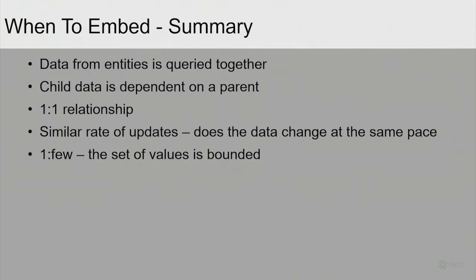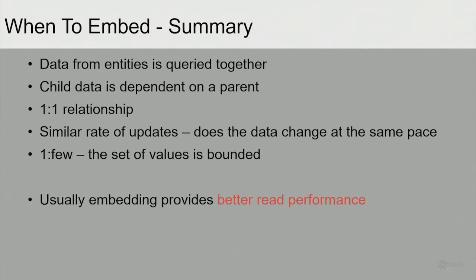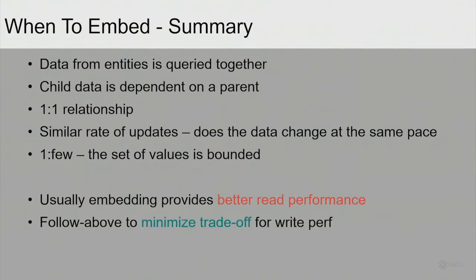There are some scenarios where you want to embed. Data from entities is essentially always queried together. Recipe, instructions, ingredients. Some things are dependent, the children dependent on the parent. I want to get the family information. It's always a one-to-one relationship, so there's always a reason why that data goes with that, and it's paired, essentially. Similar rate of updates, etc. Here are the reasons why you want to do embedded.